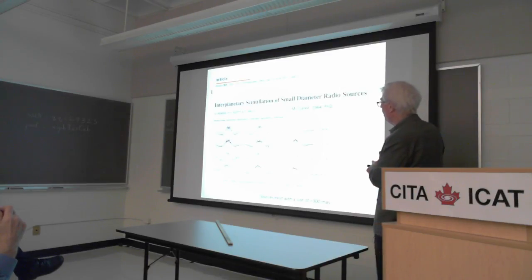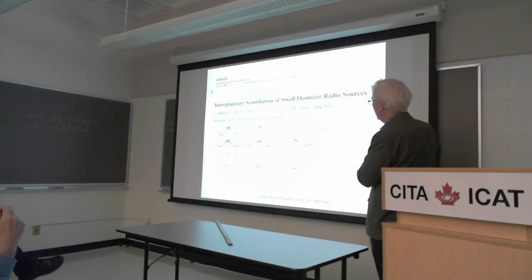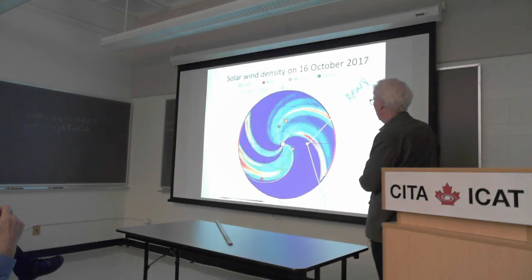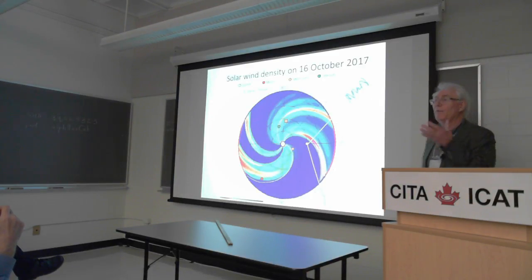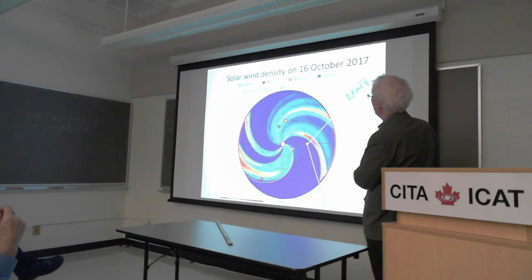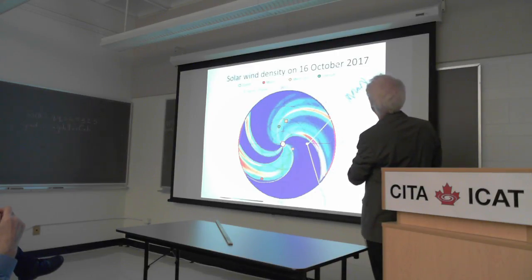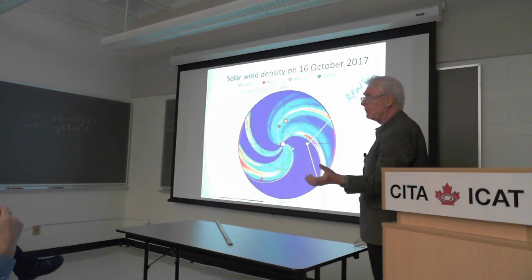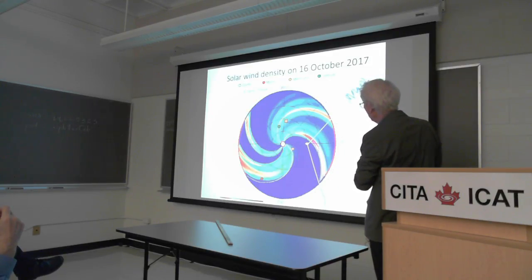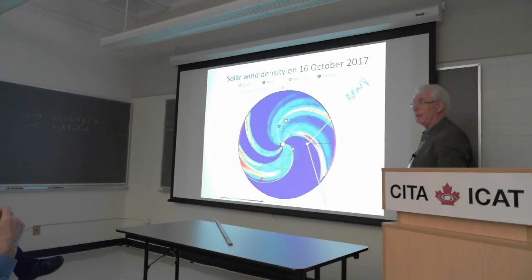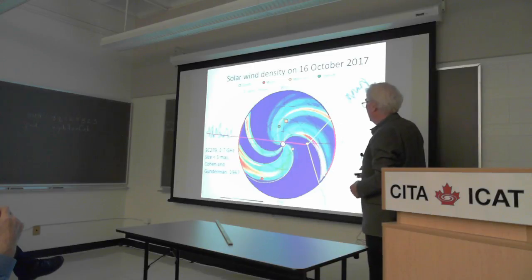So here are some observations. Lots of scintillation there, then not so much scintillation a little later. Lots of scintillation, not so much, and so on and so on. And it can all be interpreted in terms of the solar wind. So this is, by the way, the solar wind density on the 16th today, October 2017. So we have a very good model of it. So here's the Earth. And if we look this way, as Hewish did, well, lots of fluctuations. But if you look that way, there's not much fluctuation. So you can basically figure out the wind itself.